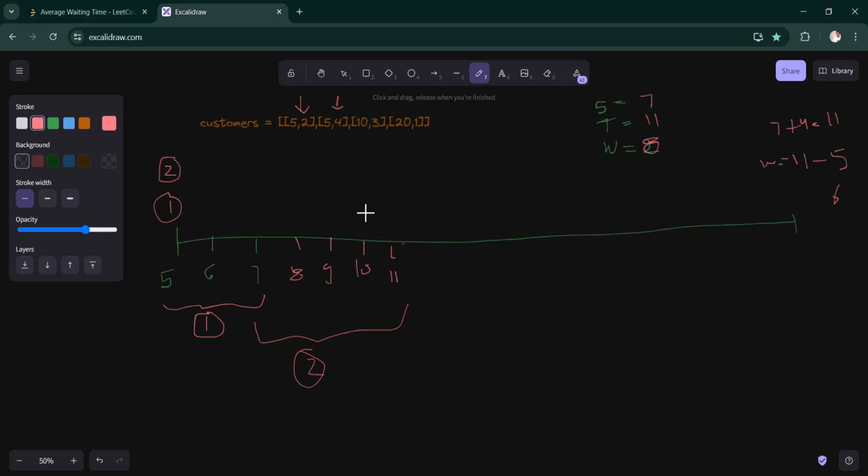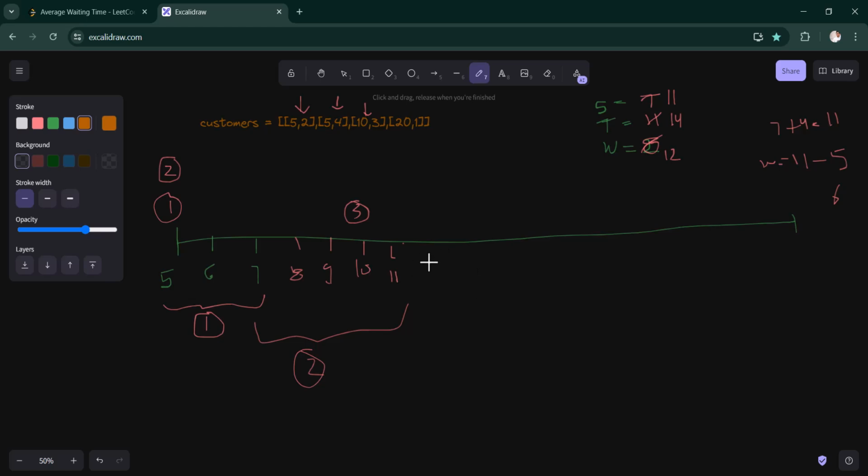The third customer has arrived at point 10. At 11 the chef has finished, so the starting time for the third order will be 11. The total time it will take is 3 units, so 11 plus 3 is 14. Now what is the waiting time? The total time is 14, but the customer had already arrived at 10, so 4 is the waiting time, and 8 plus 4 is 12. So these are the new values.